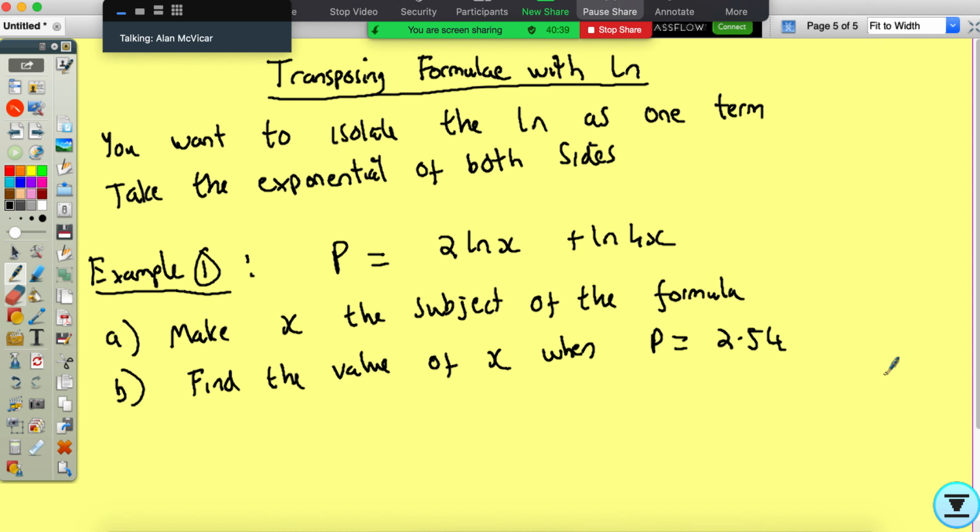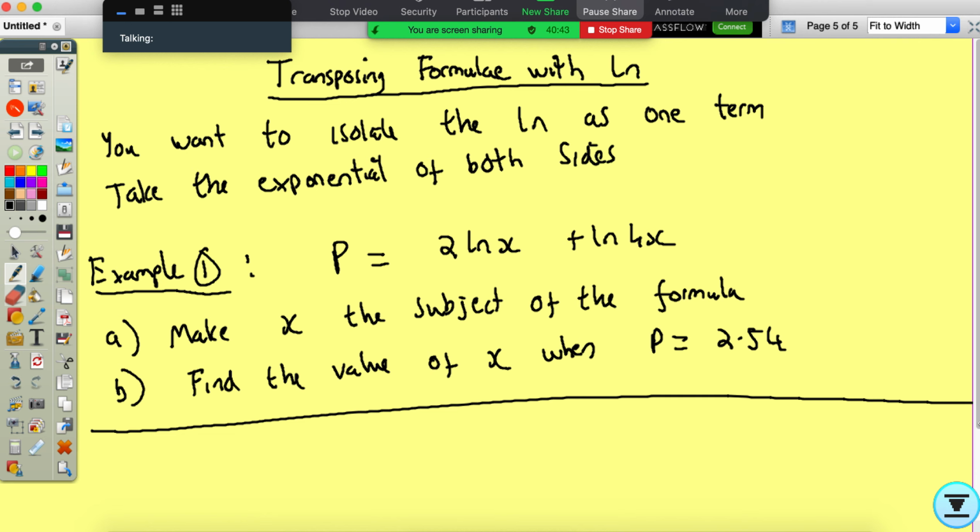Right, so if you want to make x the subject of a formula, what you want to do is make that formula x equals something. Let's say p is a variable, and x is another variable. I'm not wanting to work out p just now because I've got a value for p. I want to work out what x is.